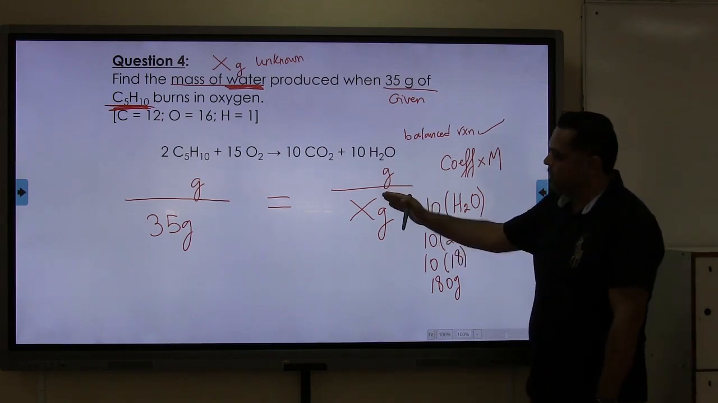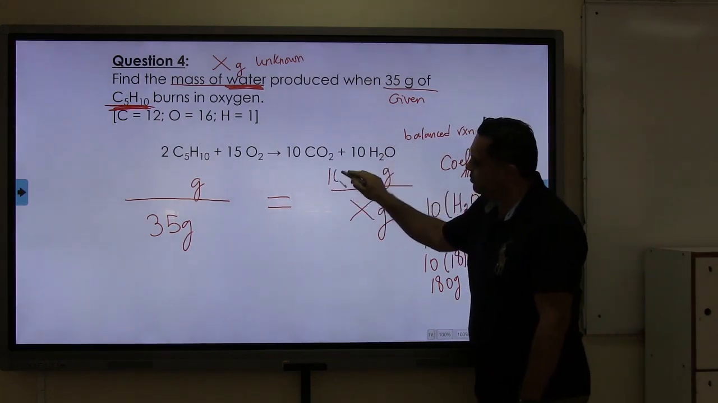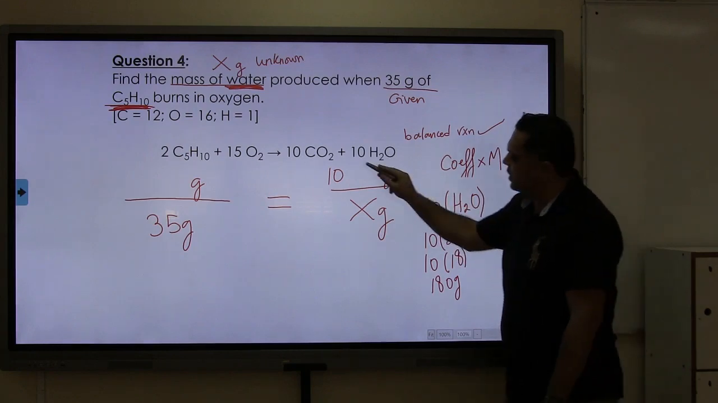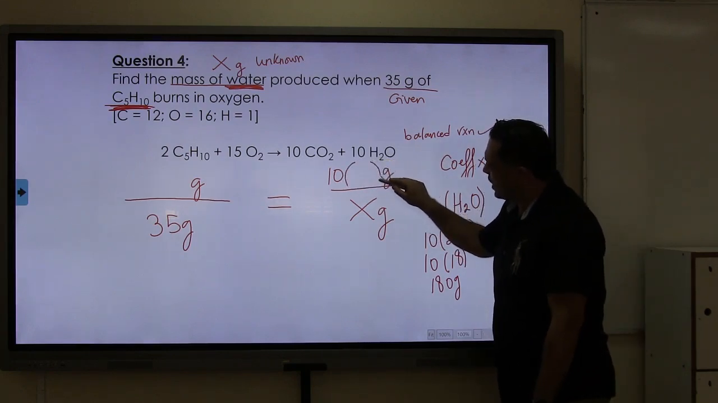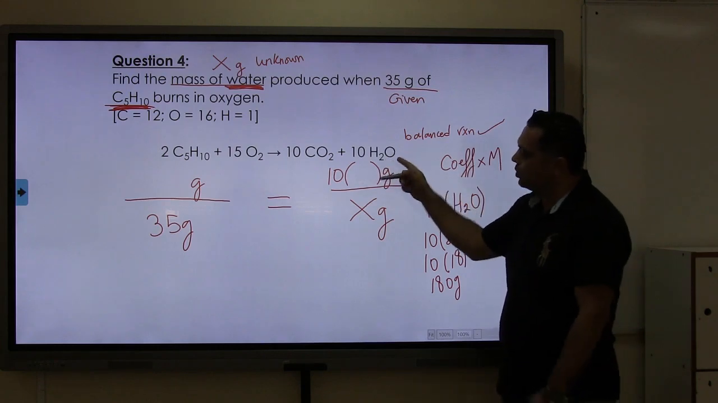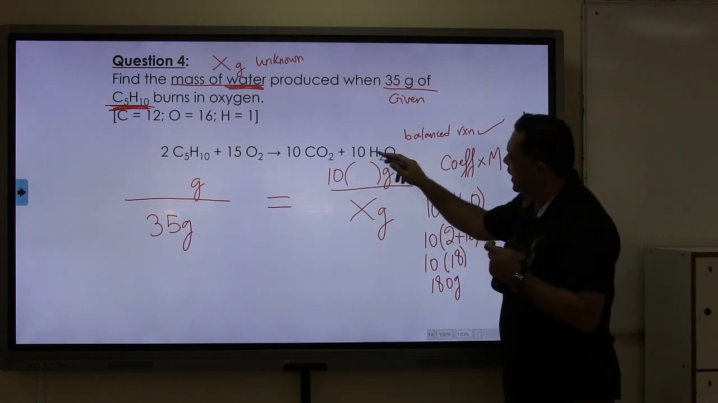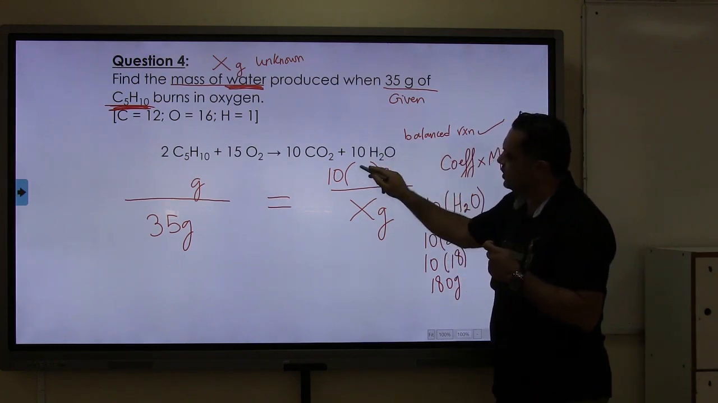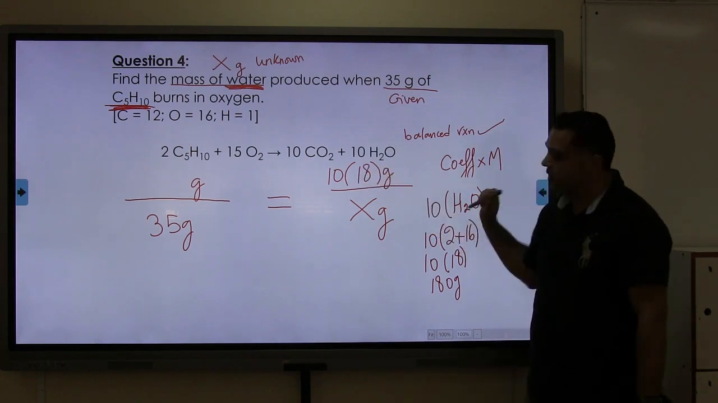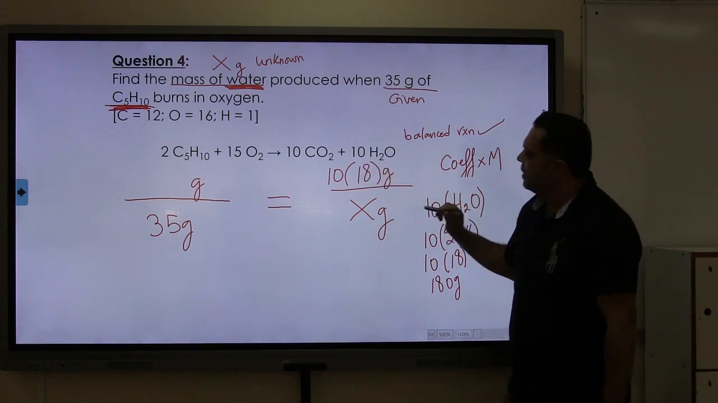So the correct answer here should always be 10, as a coefficient, multiplied by the molar mass for 1 mole of H2O, 2 plus 16, which will be 18. So please pay attention to this mistake.